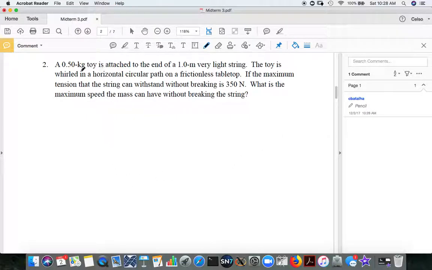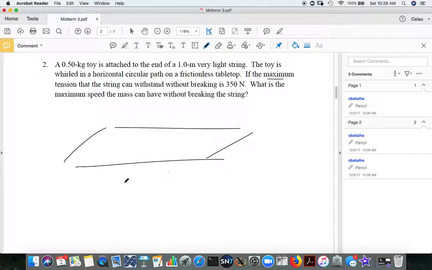So you have a toy that is attached to a string. The toy is whirled in a horizontal circular path on a frictionless tabletop. And what is the maximum tension? The maximum tension will be equivalent to the maximum speed of that toy. So here's the horizontal table, right? And then you have a circular path and you have a toy there. And you have this string attached and the toy goes with a certain speed.